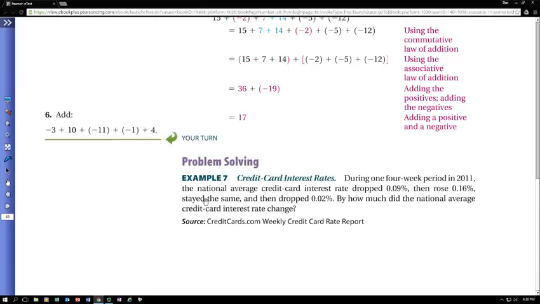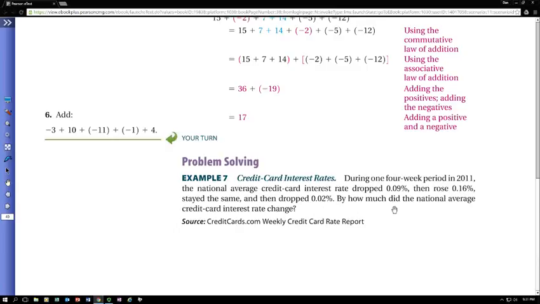Now they go into problem solving where they say credit card interest rates. Let's read this here. During a 4-week period in 2011, the national average credit card interest rate dropped 0.9%, then rose 0.16%, stayed the same, and then dropped 0.2%. Not 2, excuse me, I'm adding words to it. Dropped this amount. Let's read that again, which a lot of times you need to do. They tell us that the national average credit card rate went down 0.9%, and then it rose, a positive 0.16%, and then it dropped 0.2%.